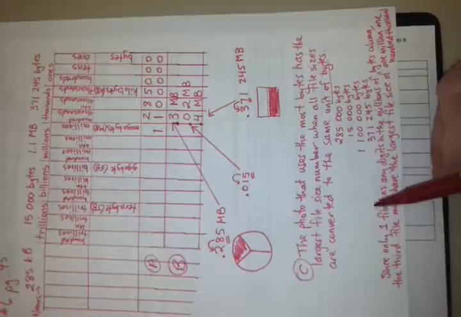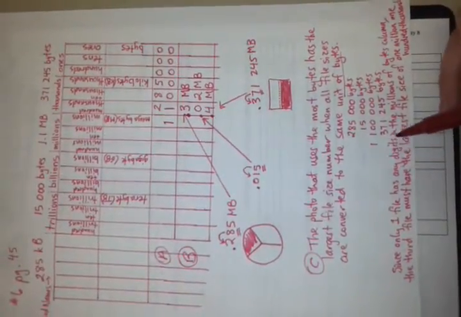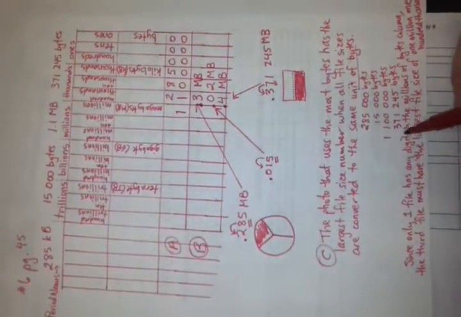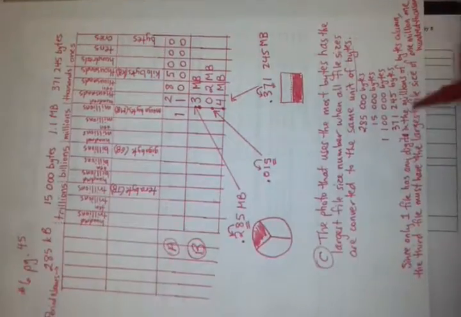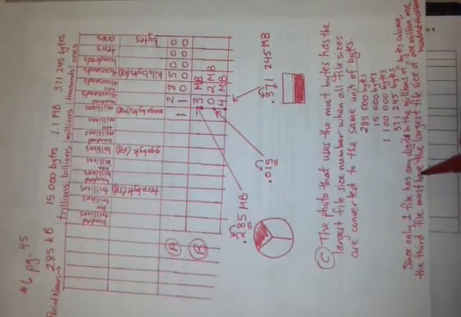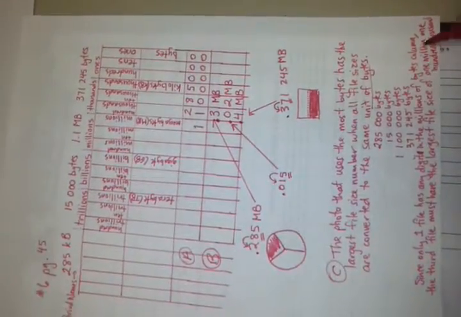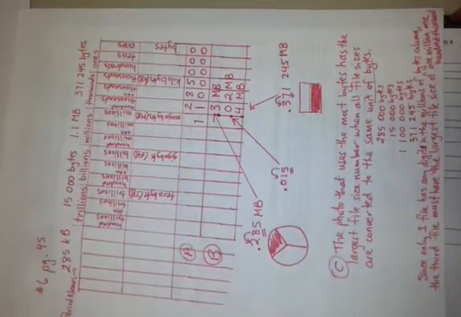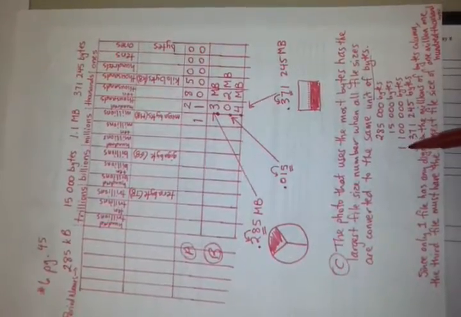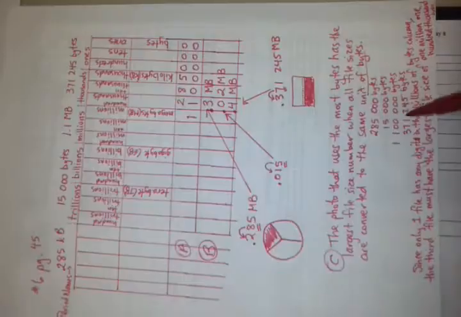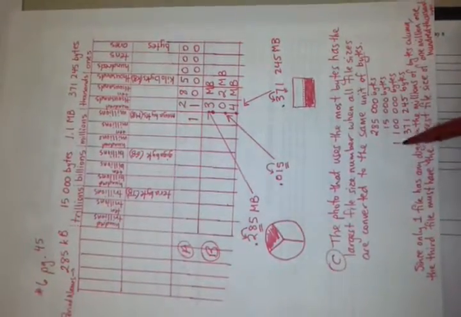It's a very simple conclusion because, as I said earlier, since only one file has any digit, not plural, in the millions of bytes column, the third file must have the largest file size of 1,100,000 bytes. So it must be the biggest one, because it's the only one of the four numbers or four file sizes that actually has a digit in this place value column, which is the millions place value column.